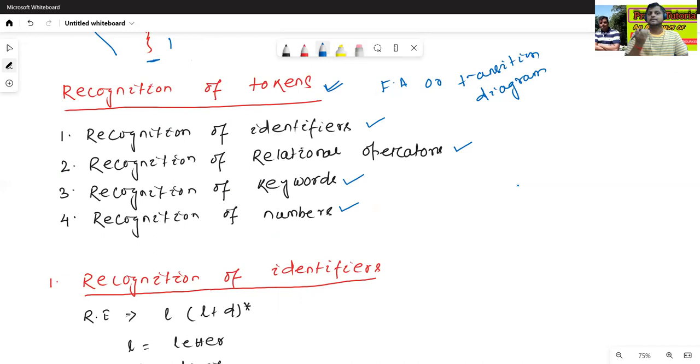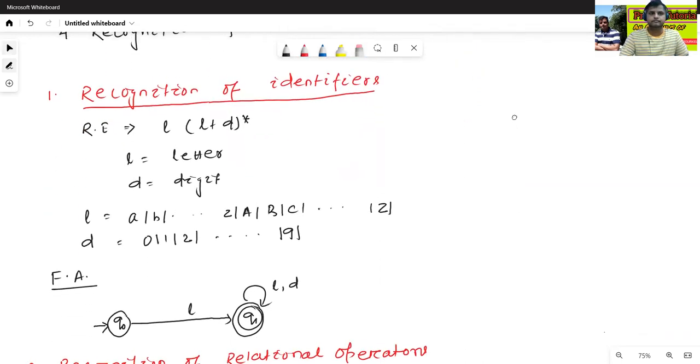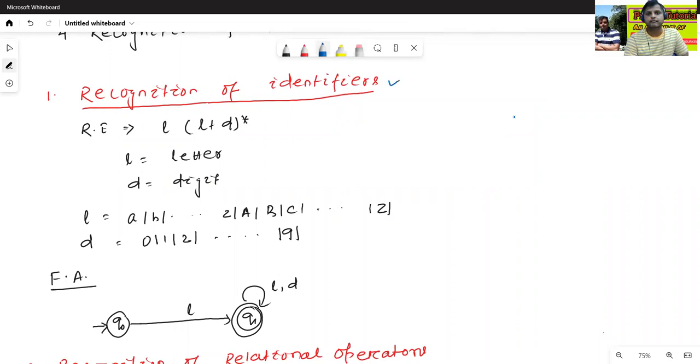So how to recognize the identifiers? I'll give the first example, the recognition of identifiers. What is the meaning of identifier? We have already discussed. What is the regular expression of identifier? The regular expression of identifier equals L plus D whole square. Here L means letter, D means digit. What is the meaning of L? Letter means all small case letters and capital letters, a to small z and capital A to capital Z. These are called the letters. And D means digit.